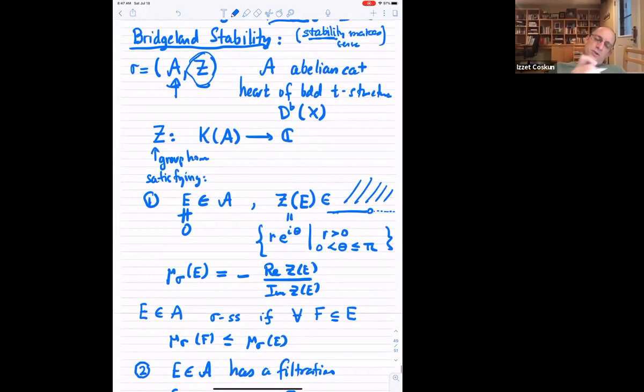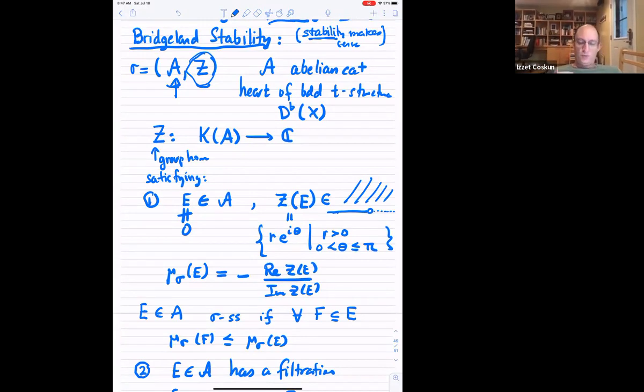But the basic idea that you should get out of this is that a Bridgeland stability condition is a pair of an abelian subcategory of your derived category together with a group homomorphism like this, satisfying some positivity property so that you can define slope. And then you want the slope to have some of the usual properties, like Harder-Narasimhan filtrations and things like this that you love from ordinary stability.